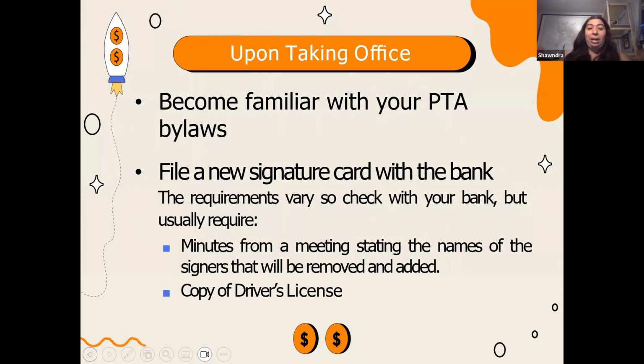Requirements vary bank to bank, so make sure you work with your bank, but they usually require minutes from a standing meeting stating that you are the new treasurer, whoever the new vice president is, or whoever else needs to be signing on the accounts. You're going to need those minutes showing that your PTA has elected you. And then you'll also need a copy of your driver's license, likely.